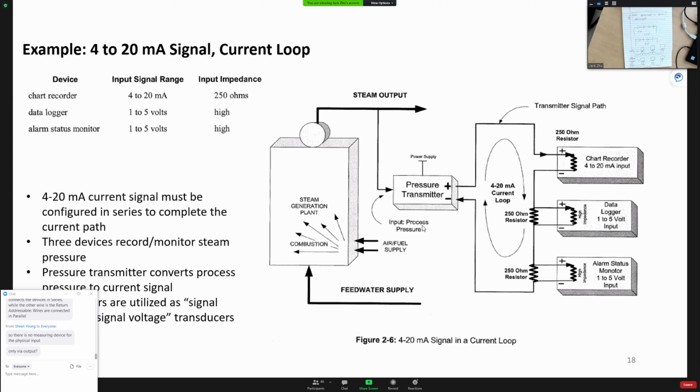There is no measurement device for the physical input. Here it is. We have a pressure sensor down here. The transmitter includes the sensor, the signal conditioning, and the output circuit. The physical input is from this pressure sensor down here. When we're talking about a transmitter, it has not only a sensor, it also has a filter or signal conditioning. Then it has the output signal circuit.